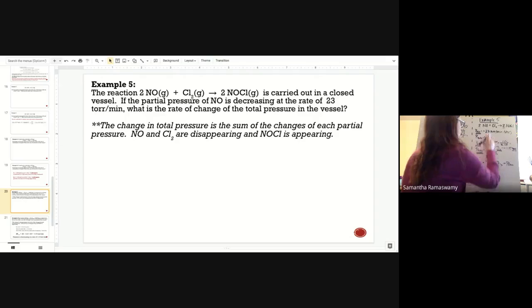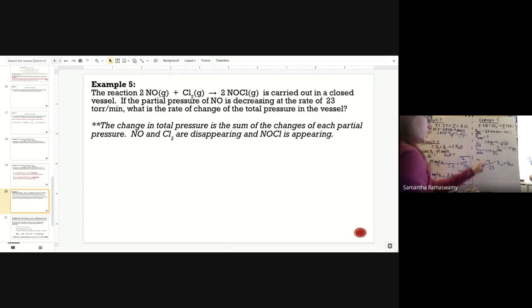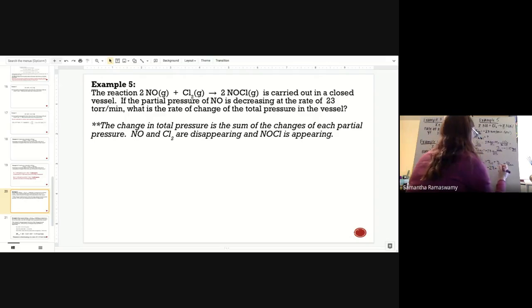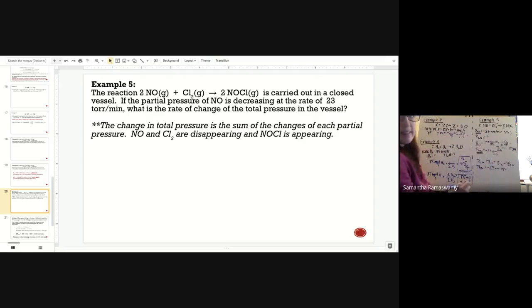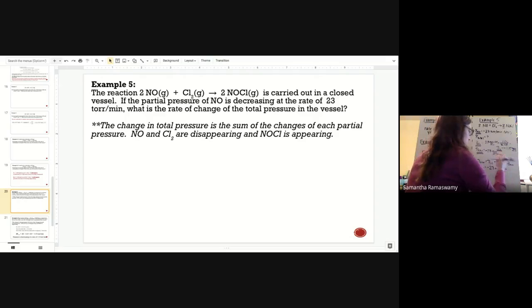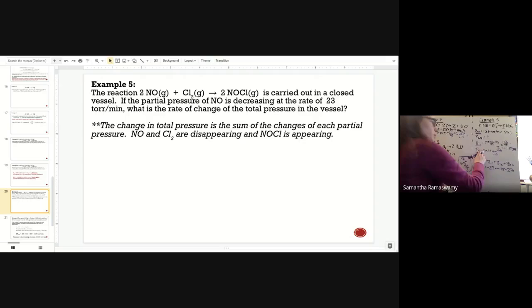So partial pressure of NO, negative 23 torr per minute. Right? It's decreasing because it's a reactant. Partial pressure of Cl2, negative 11.5 torr per minute. Again, decreasing because it's a reactant. NaCl, positive 23. Increasing because it's a product, so it's appearing. Negative 23 plus negative 11.5 plus 23.